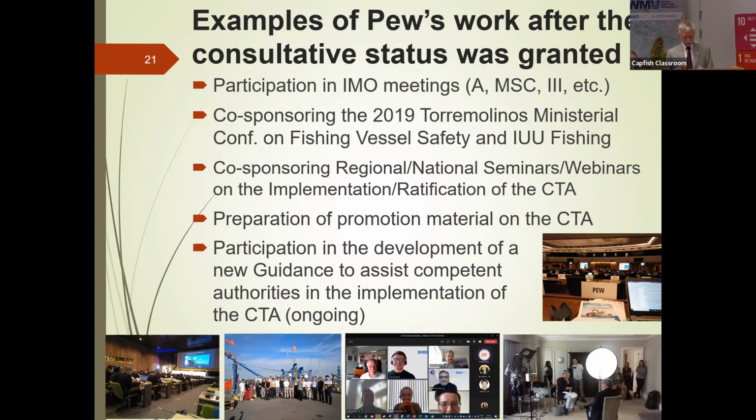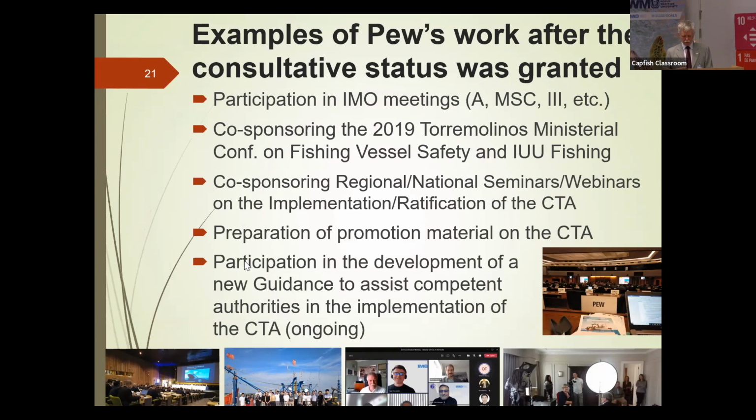2019. It also co-sponsored the regional and national seminars and webinars on the implementation and ratification of the 2012 Cape Town Agreement. Pew has prepared promotion material on the Cape Town Agreement, including 2 videos. And Pew is currently participating in the development of a new guidance document to assist government competent authorities in the implementation of the 2012 Cape Town Agreement.